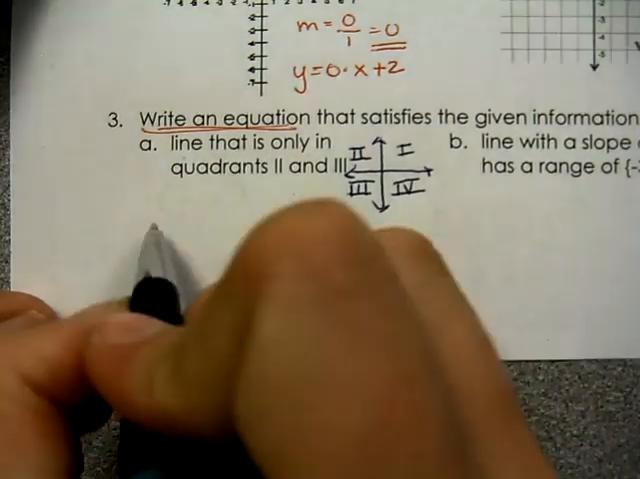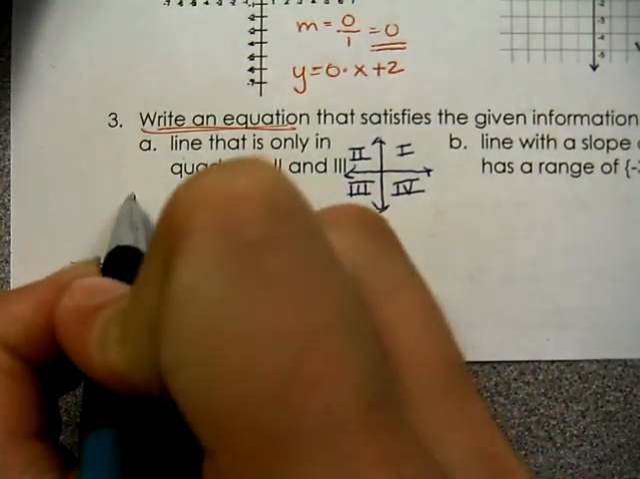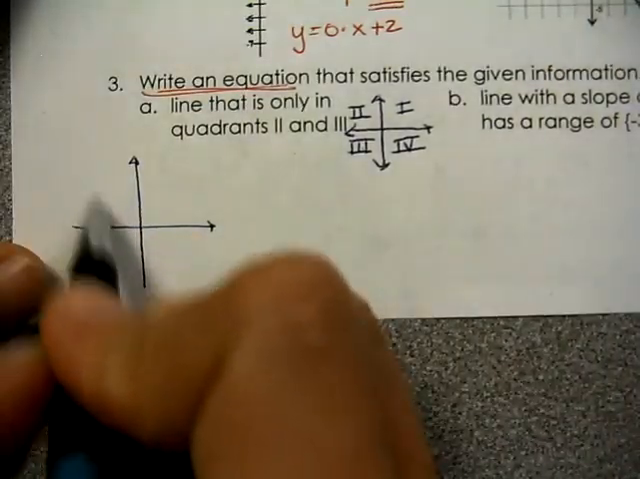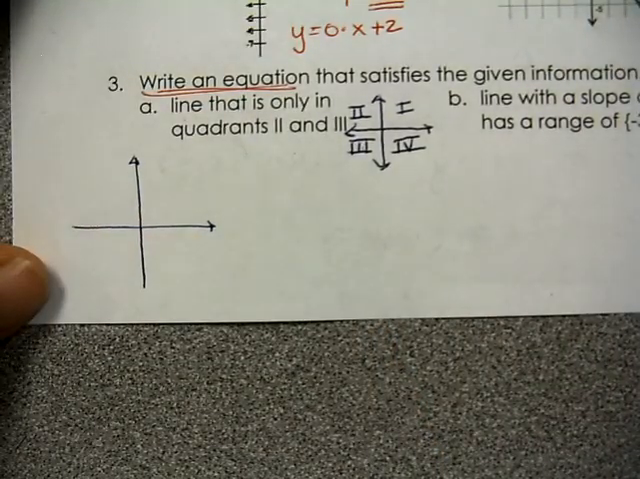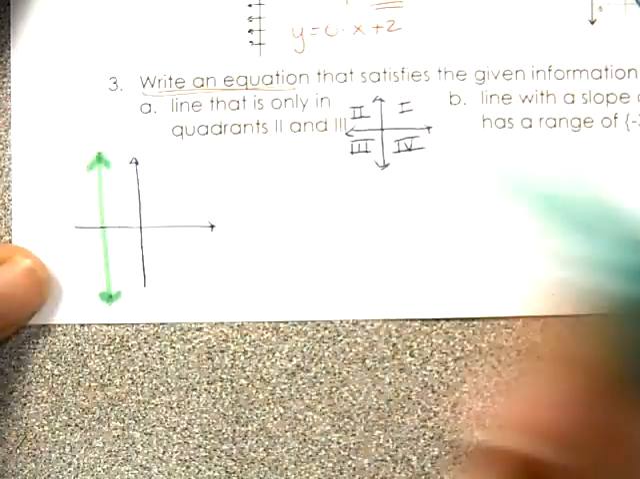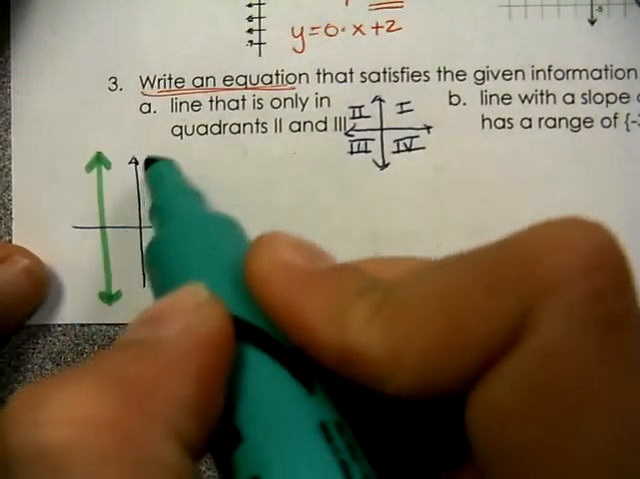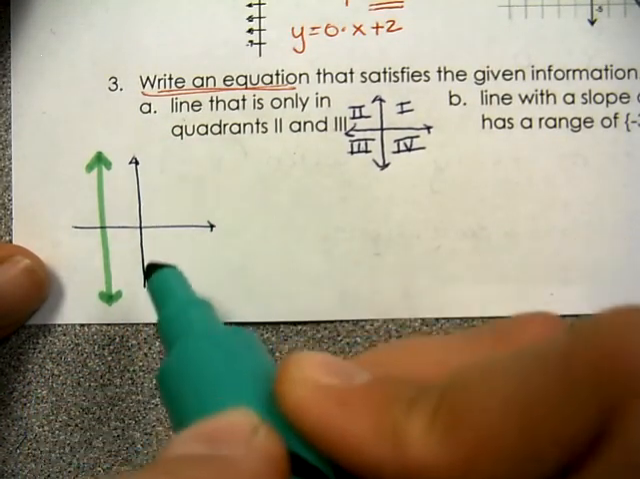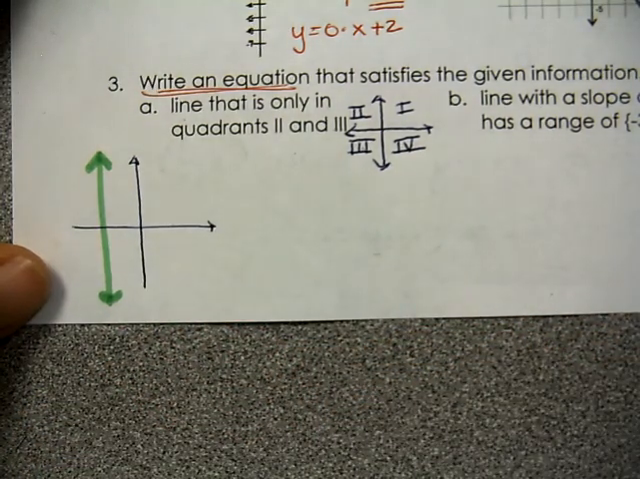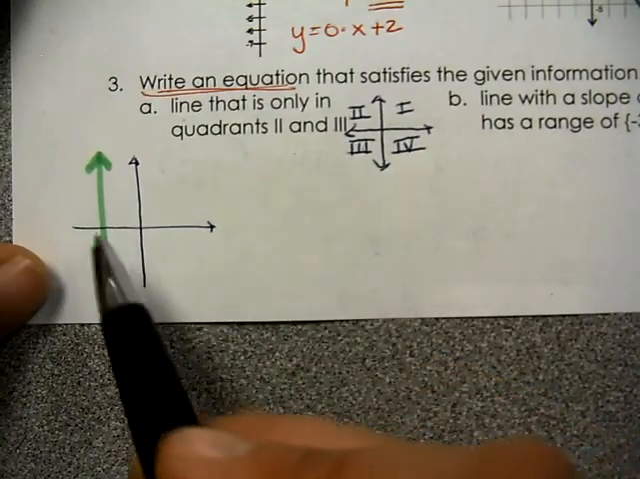So if I'm sketching a graph to only be in quadrants 2 and 3, that means I have to be in these quadrants, which forces the line to be a vertical line. Because if it wasn't a vertical line, then at some point it would tilt over and get into the other quadrants. So it would either run into quadrant 1 or 4.